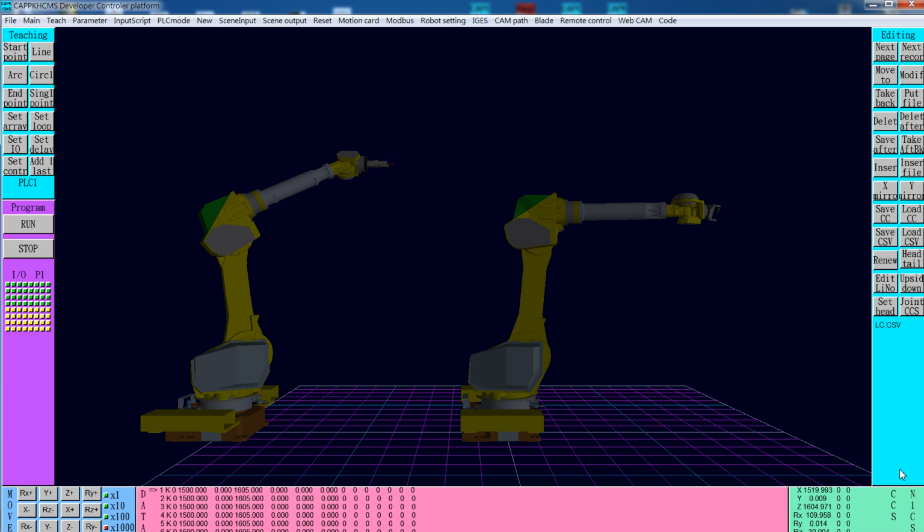We can do plenty of usage by means of these remote control functions. Okay, the lecture ends here.